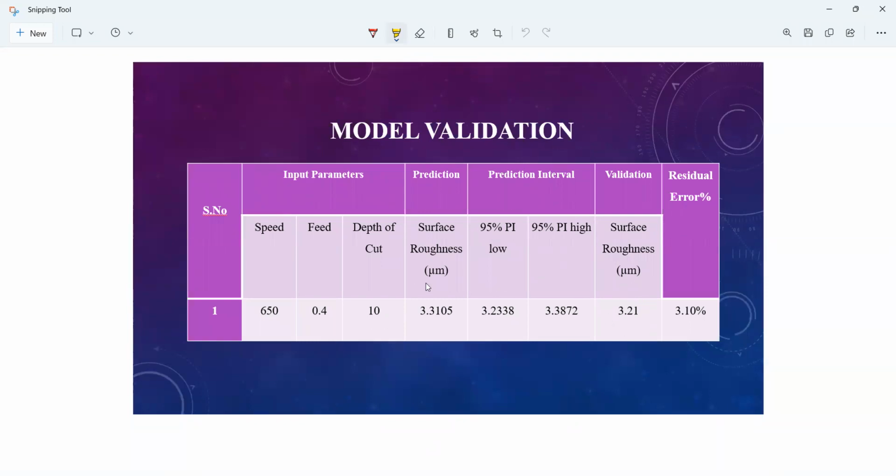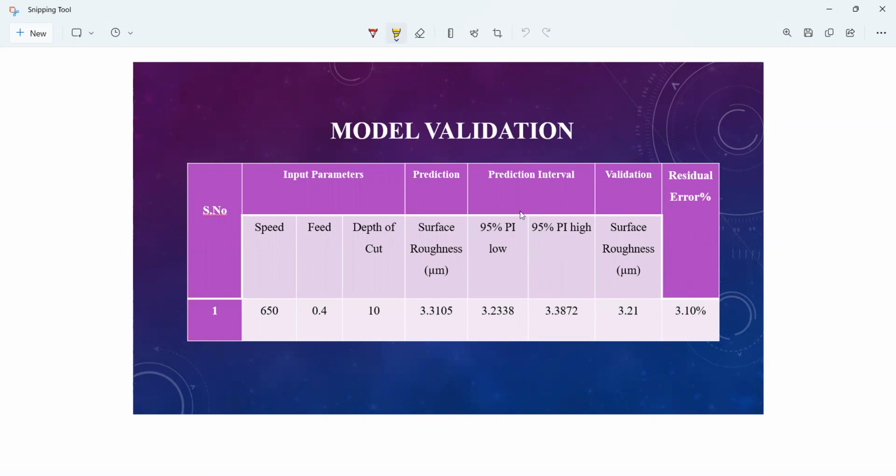On comparing the validation run value and the predicted value, we will get some error. By using the formula, we will get the error. If the error is less than 5%, then our value is valid and accurate, and the model that we have developed is valid and accurate.